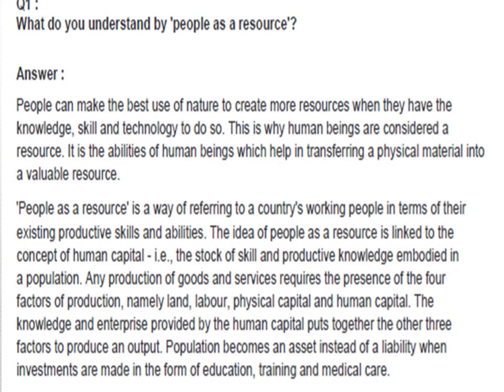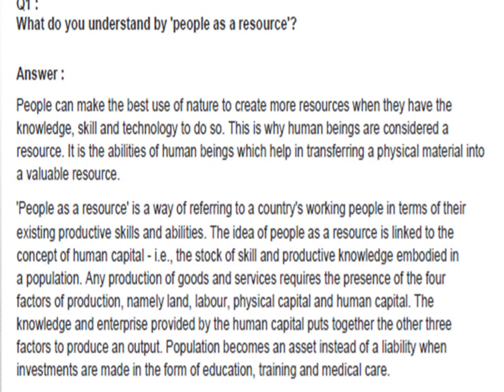And the answer is, people can make the best use of nature to create more resources when they have the knowledge, skill, and technology to do so. This is why human beings are considered a resource. It is the abilities of human beings which help in transferring a physical material into a valuable resource.